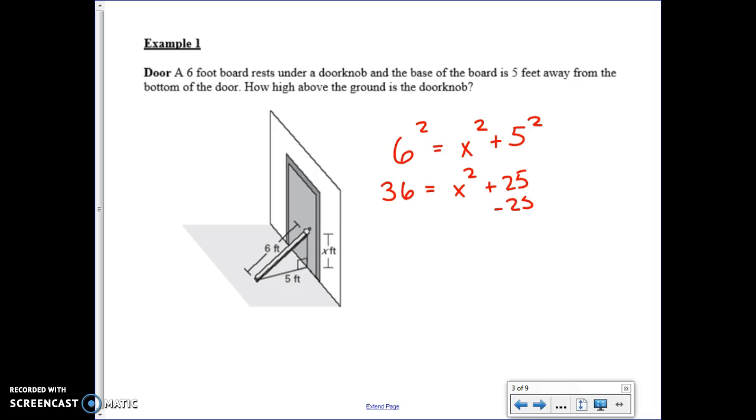So subtract 25 from both sides, and we get 11. Now, if we take the square root of both sides, we can't simplify that radical, so it would just be x is the square root of 11. If you put that in a calculator, you'll get approximately 3.3 feet.